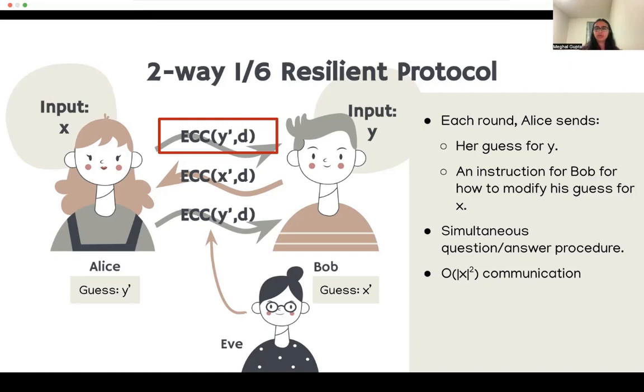So the reason that this has O of x squared communication is that each individual message sent is about x long, and it turns out in order to get Alice and Bob to converge to the correct answers, you need x rounds of communication, so that ends up being O of x squared total.